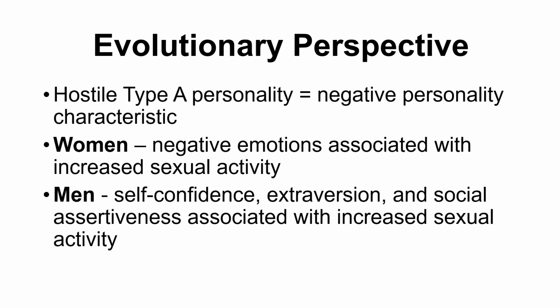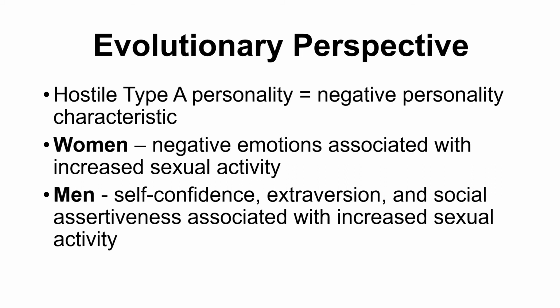But we can also have traits that are negatively associated with longevity. So two of these are hostile type A personalities. So this is when you tend to be more hostile and aggressive in your personality. So it's a negative personality characteristic. It correlates negatively with longevity. So if you have this trait, you tend to live for less amount of time. Similar with neuroticism. If you're high in neuroticism, you tend not to live for as long as well.